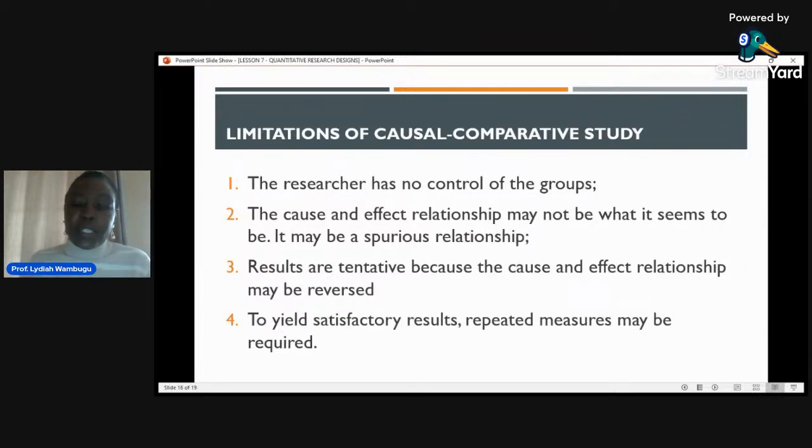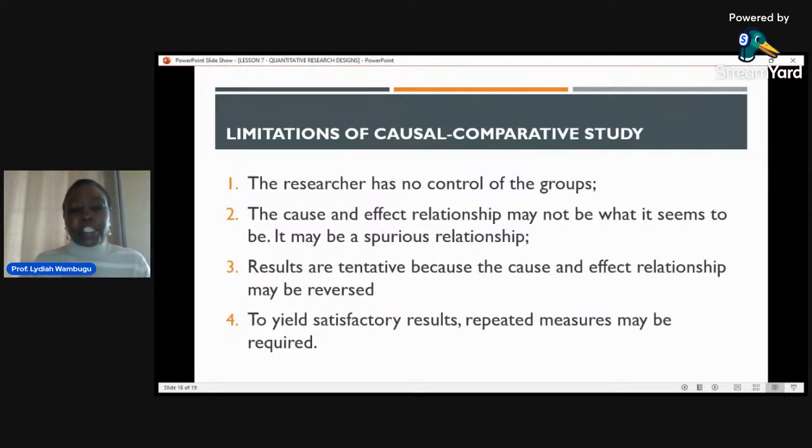Limitations of this design. One, the researcher has no control of the groups because you are going after the fact. And that is why even in medicine, we normally hear of misdiagnosis, because you are going after the fact. So the doctor is trying to take his mind back. What could have happened? What could have brought this? Sometimes they are not God. So sometimes they make mistakes and you are given drugs for what you are not suffering from.